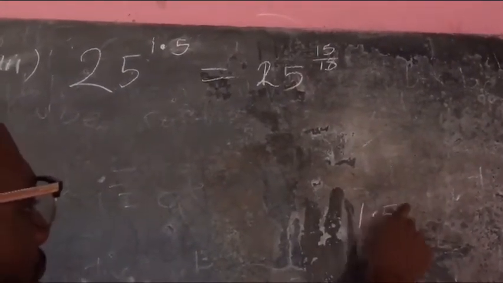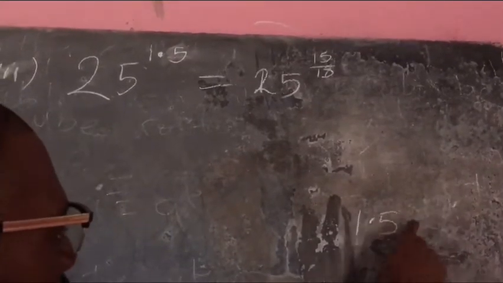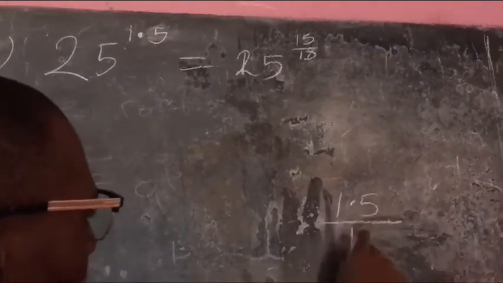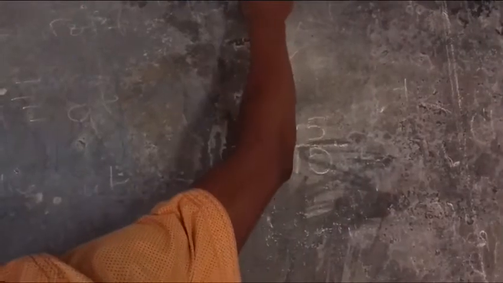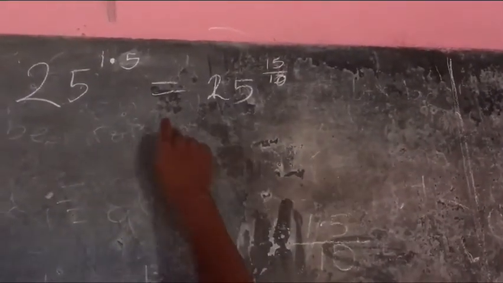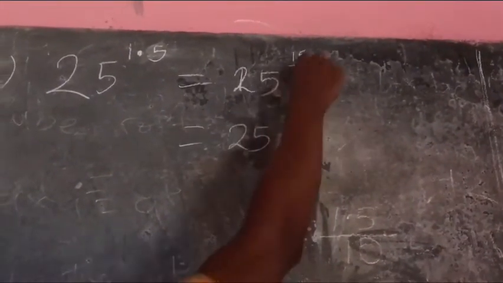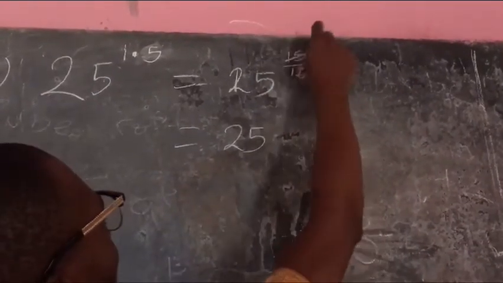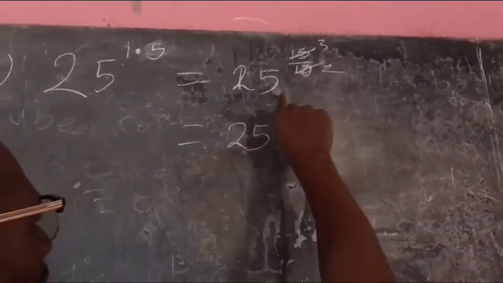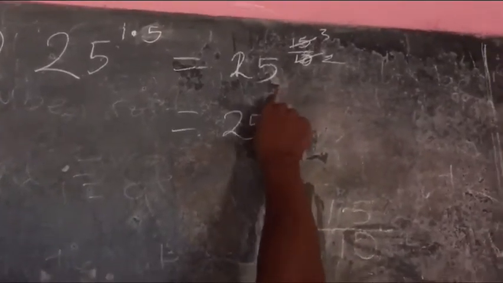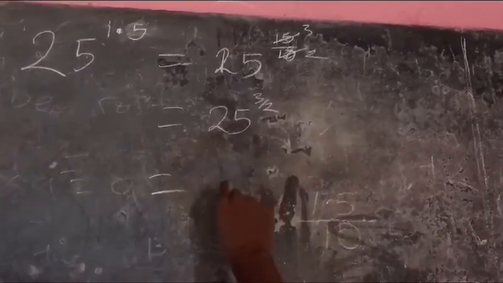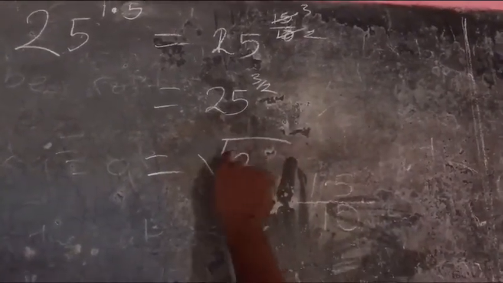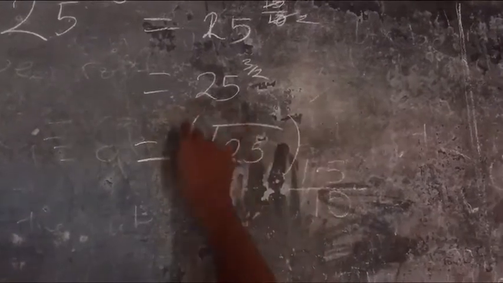If I get something like this, I want to change that to a fraction, I will just put 1 for that like this, then move this one place, I'll get 0. That's what I did here. Then we'll have 25 raised to power 15 over 10, which simplifies to 3 over 2. Then from there, we'll use our fractional indices. We'll get the square root of 25 raised to power 3.